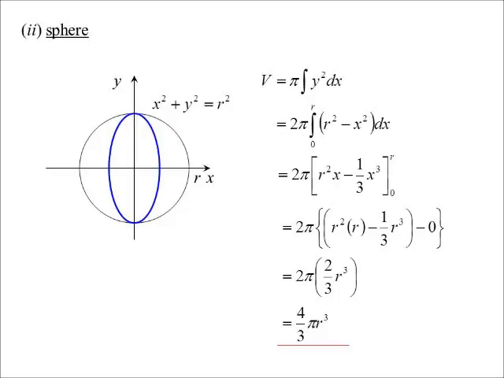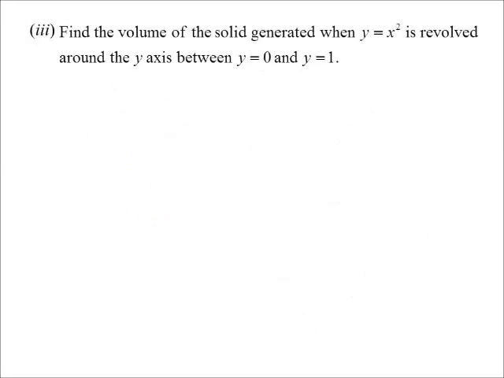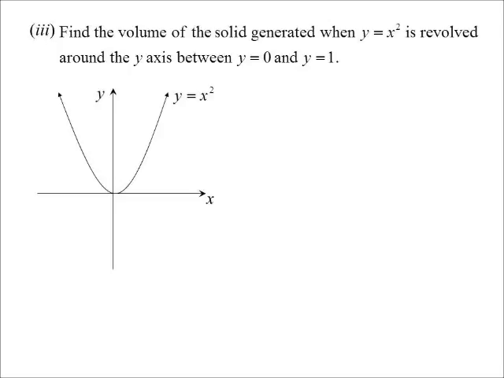Right. Let's have some unusual shape that we don't actually know, a parabola. When we rotate that, the volume of the solid generated, y equals x squared is revolved around the y-axis, and we're going to go from 0 to 1. So there's our parabola. We're going to rotate from 0 to 1, and we get the shape known as a paraboloid.